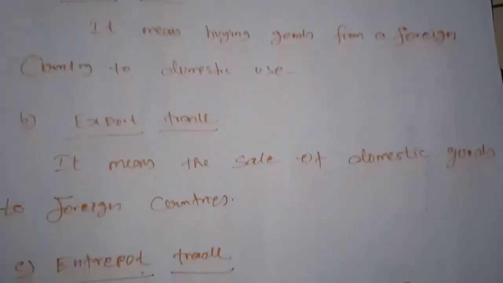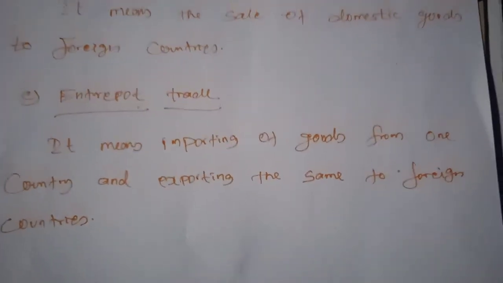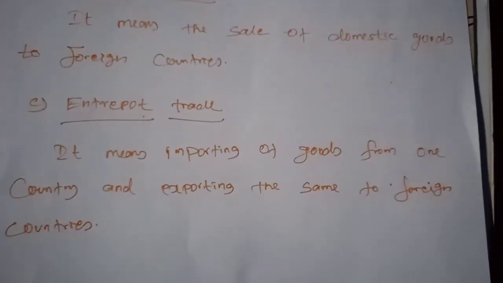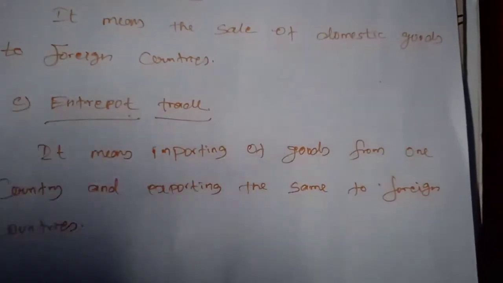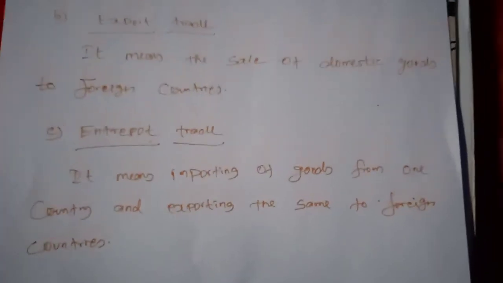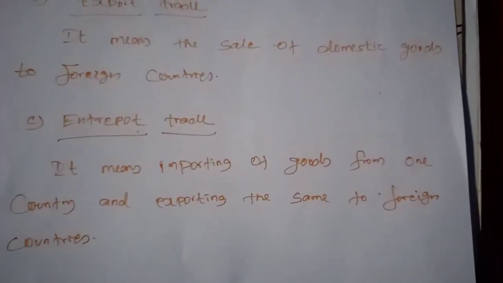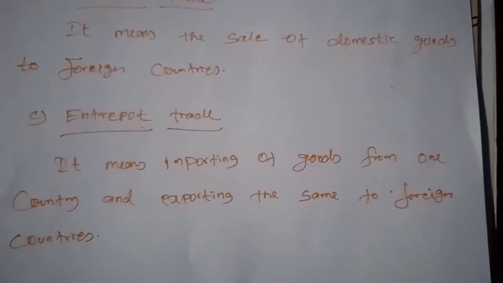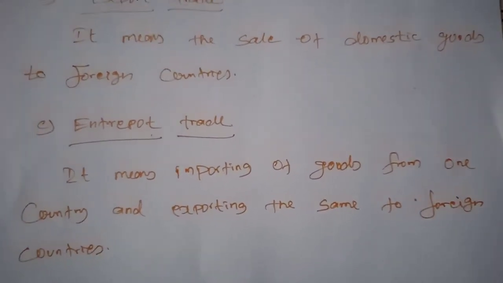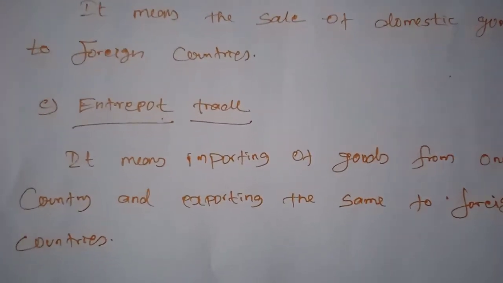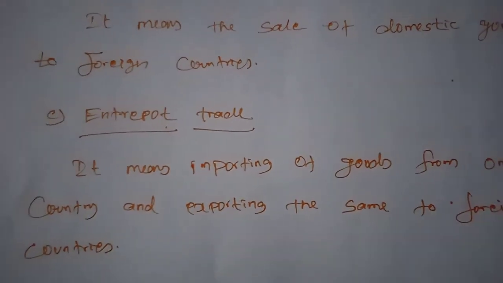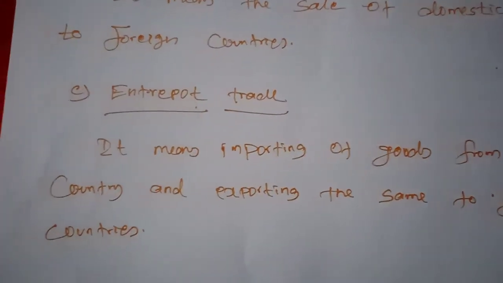So both of these types of trade we have already studied. There is another type of trade which I think you may not have studied. That is the entrepot trade. The entrepot trade means importing goods from one country and exporting the same goods to another country. It is also known as re-export trade. For example, if India is exporting goods to America, meaning America is importing goods, and after importing, America exports the same goods to Singapore, this is called entrepot trade. By receiving goods from one nation and, after modifying the same goods, exporting them to another nation, that is called entrepot trade.